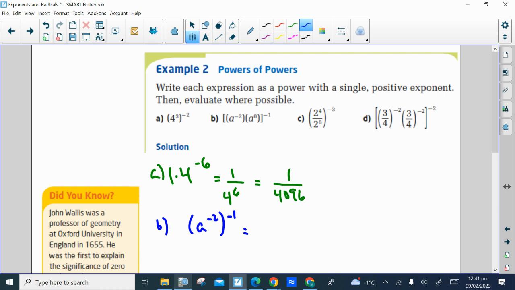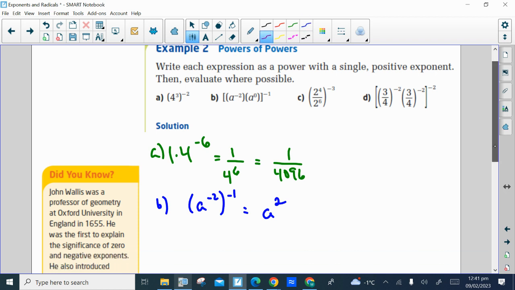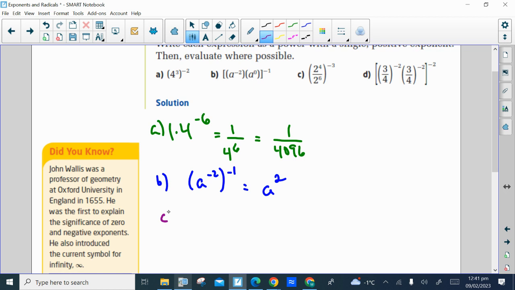Now what, Sophia? And what happens to the base? Stays the same. So when you multiply a negative 2 by a negative 1, it becomes positive 2. No longer have a negative exponent to worry about. And because the base is a variable, we cannot evaluate that. We can't get a numerical answer for it because the base is a variable.